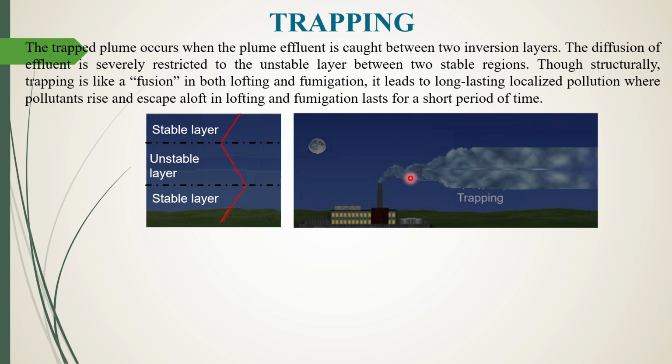Structurally it is like a fusion of both lofting and fumigation. It is lofting on one side and fumigation on the other, but it leads to long lasting localized pollution. In case of lofting, the plume rises and escapes aloft, and in case of fumigation it lasts for a very short period of time. But here trapping is long lasting localized pollution. So though structurally this is the fusion of two, lofting and fumigation, with respect to the concentration of pollution, it is different.